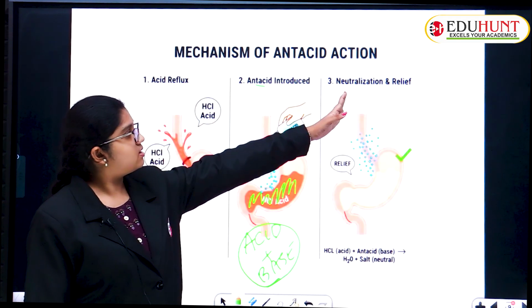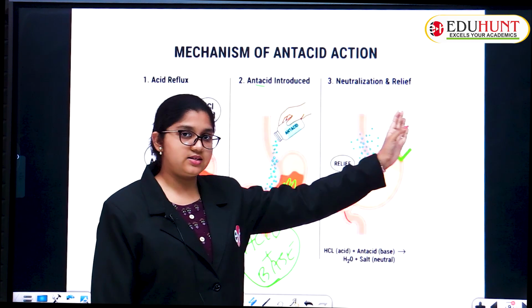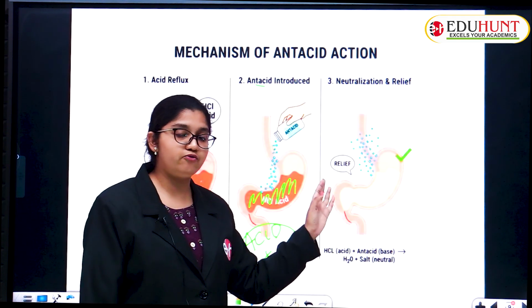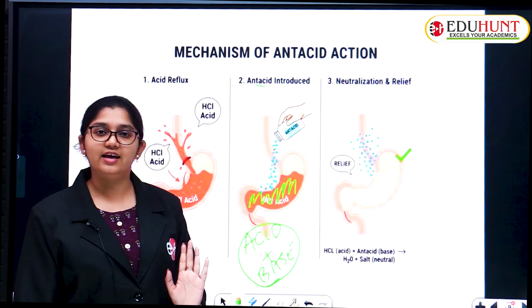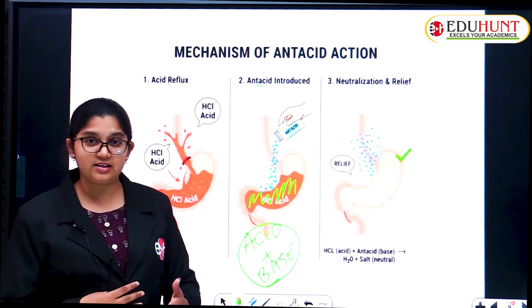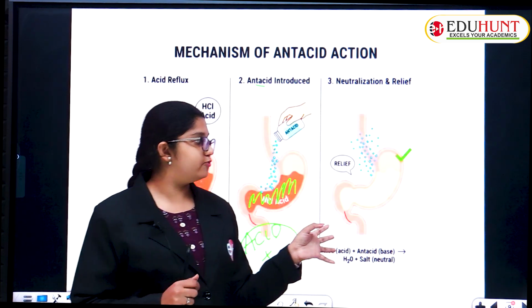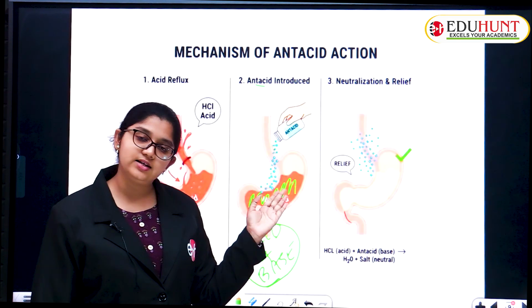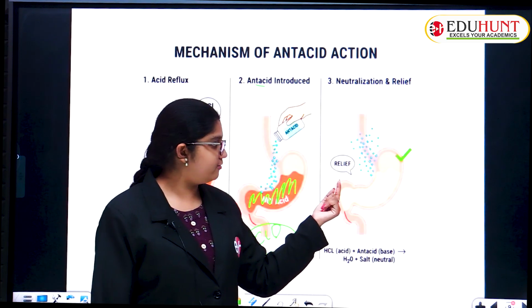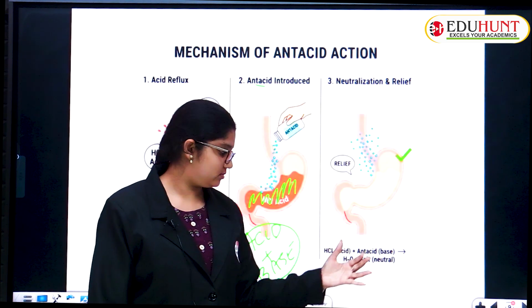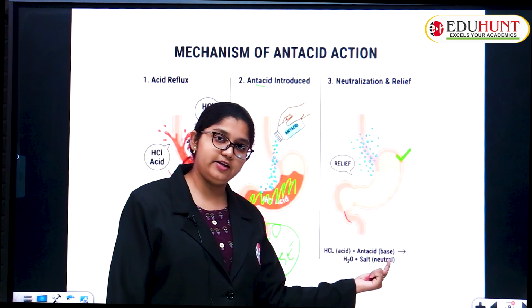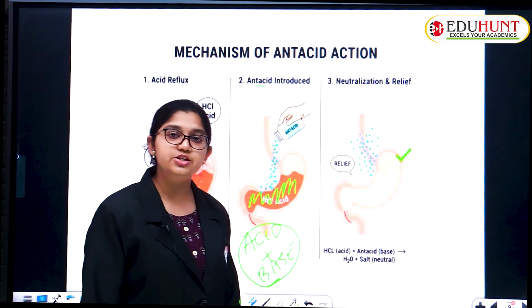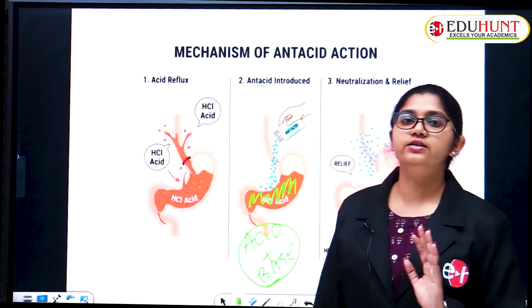What happens later? Neutralization and relief. There is an action mechanism going on. What is that? Neutralization reaction. After some time you'll feel relief. Because of the acidity you feel so much pain inside the stomach, but after taking antacids containing magnesium hydroxide you feel better, because the acid is completely neutralized. Acid HCl plus antacid base gives salt, neutral in condition, and water. This is the reaction behind the acidity problem.